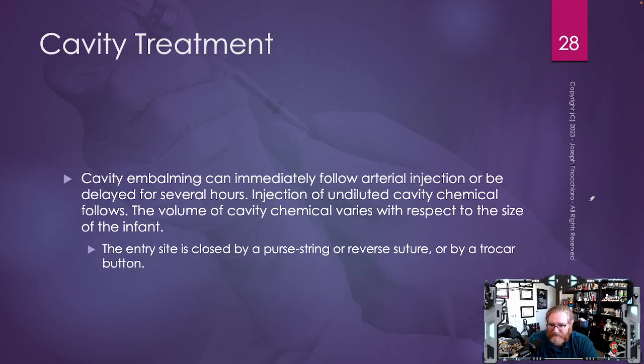Injection of undiluted cavity chemical follows. The volume of cavity chemical varies with respect to the size of the infant. The entry site is then closed by the usual means, either a purse string or reverse suture or a trocar button.